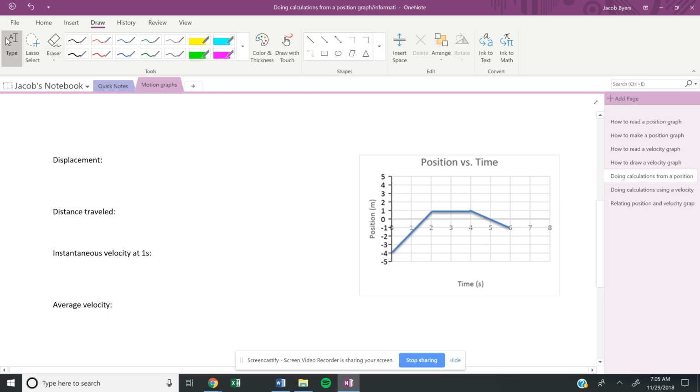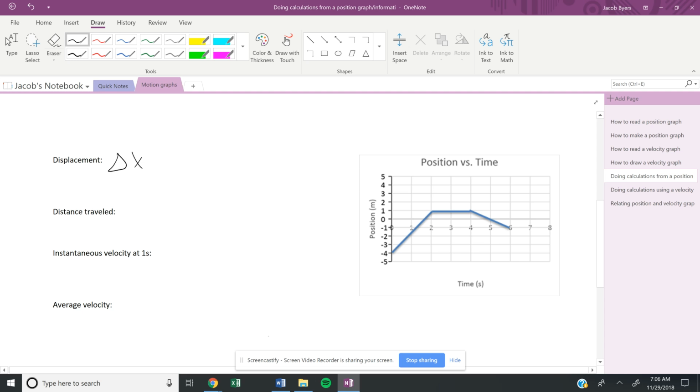So here we go. We've got a position graph. Let's take a look at what it shows us before we even start our math, okay? And so we start here at negative 4 meters. We move forward at a constant rate until we get to 1 meter, where we stop. For 2 seconds, we are at 1 meter, okay? So that means we've got 0 velocity. And then we go backwards to end up at negative 1.